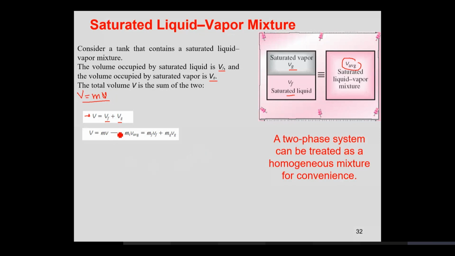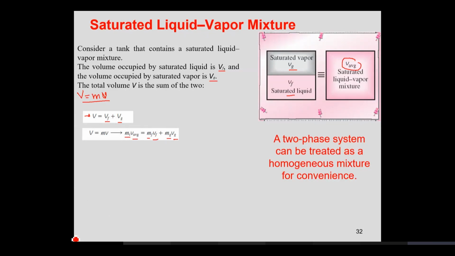So the total volume would become total mass MT multiplied by the average specific volume of the mixture. Similarly, the volume of saturated liquid would convert into mass of saturated liquid multiplied by the specific volume of saturated liquid, and the volume of saturated vapor would convert into mass of vapor multiplied by the specific volume of the saturated vapor. So far, is it clear? Yes, sir. All right.